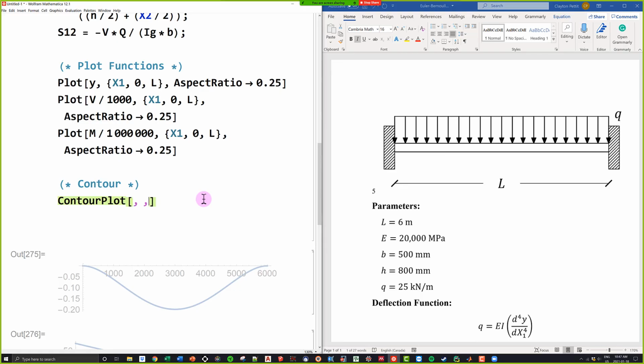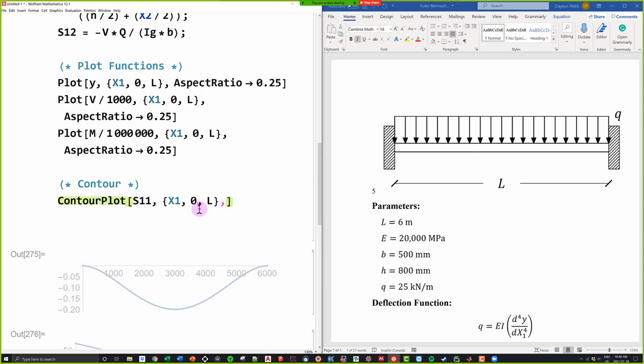So I'm going to add 2 commas. The first one, of course, what is the function you want to do the contour plot of? Well, we know we're going to start off with S11, nice and easy. The second one is, what is the horizontal component? Well, we know that the horizontal component is x1, and this goes from 0 over the length of the beam.